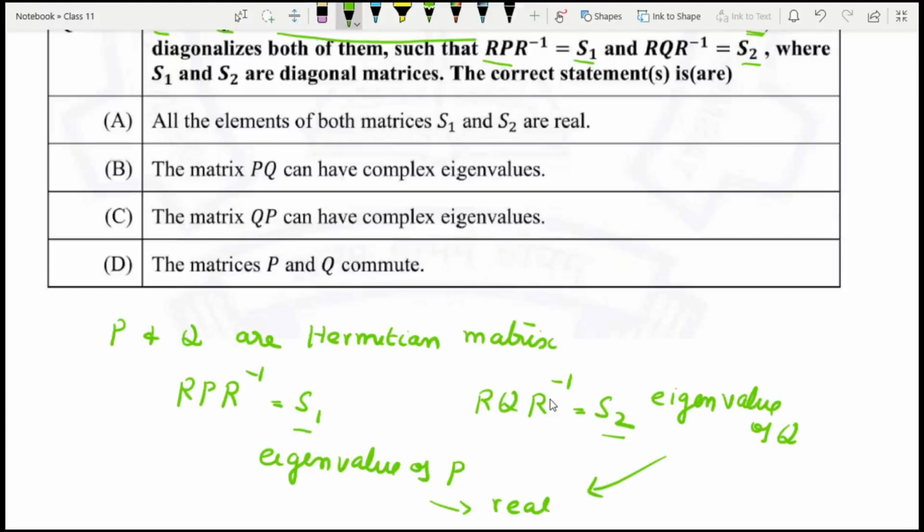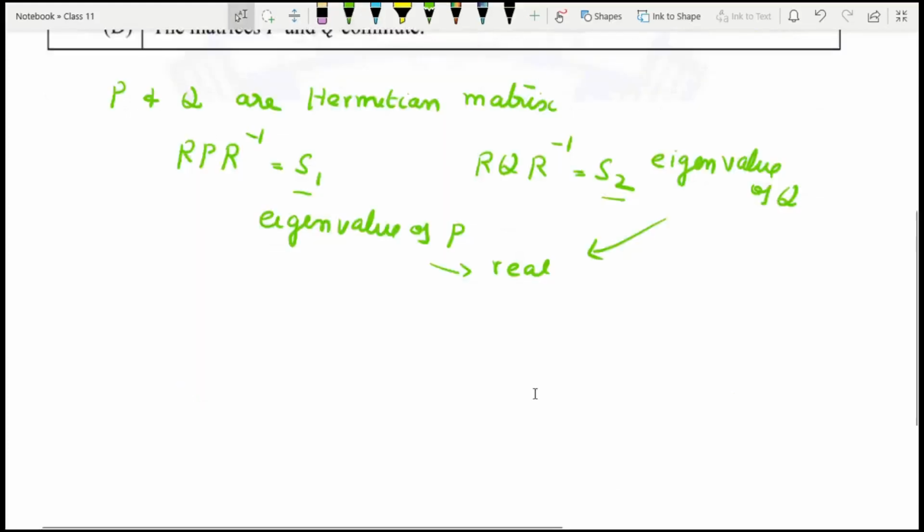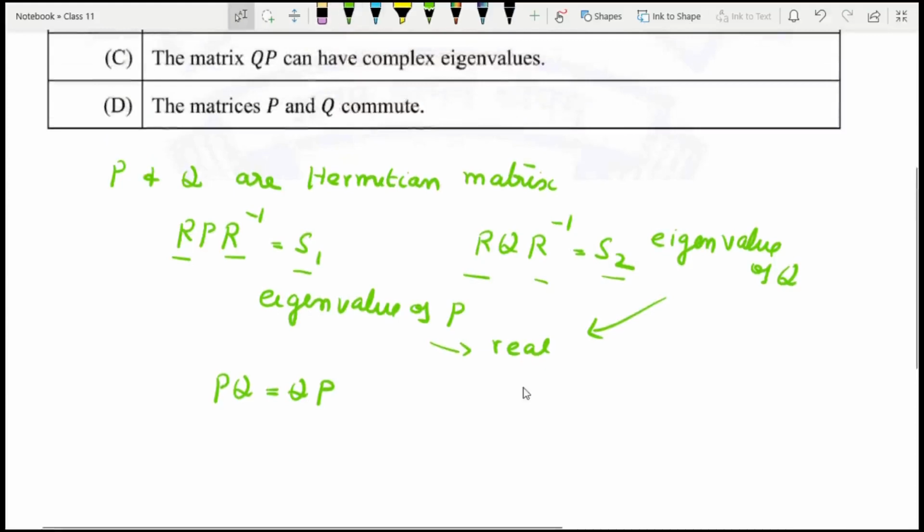All the elements of both matrices S1 and S2 are real. Now we have to check the other options. Now you can see that both the matrices P and Q are diagonalized by the same eigenvector. So if both the matrices share the same eigenvector, then they commute. Therefore, PQ is equal to QP. So option D is a correct one. The matrices P and Q commute with each other. Now we have to check options B and C.